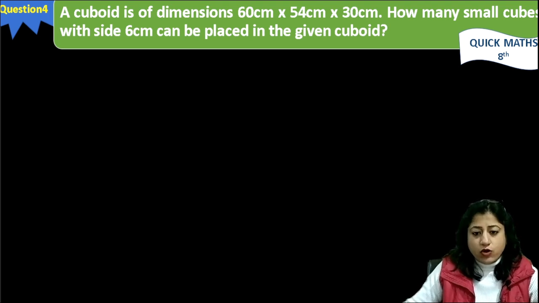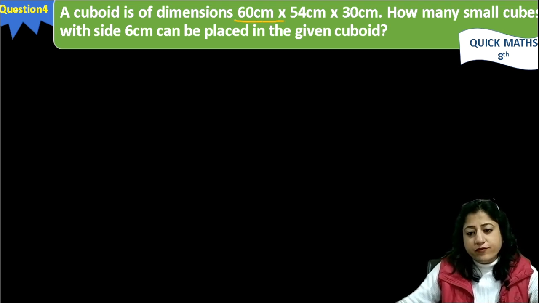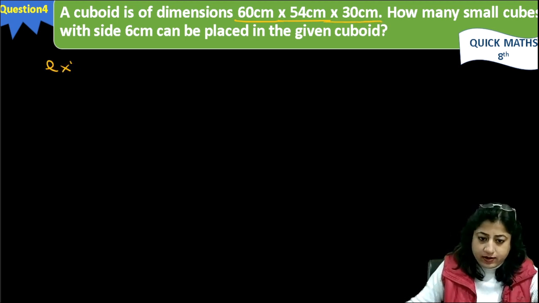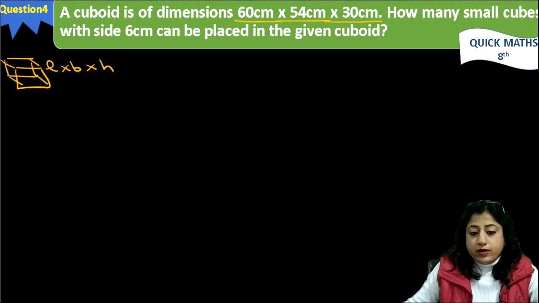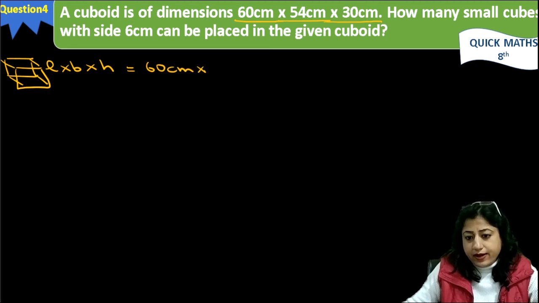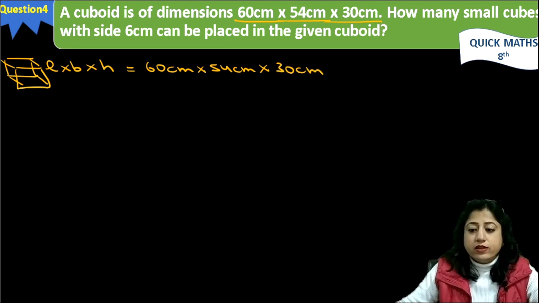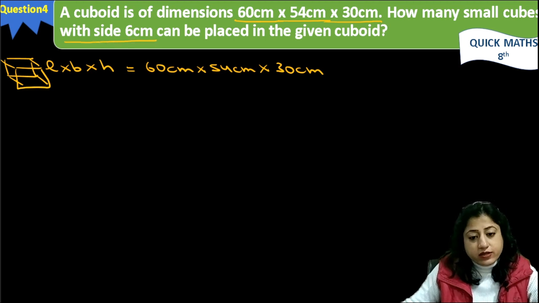A cuboid is of dimensions 60 centimeter, 54 centimeter and 30 centimeter. So it is L into B into H, and it is a cuboid. According to this, L is 60 centimeter, B is 54 centimeter and H is 30 centimeter. Now, how many small cubes with side 6 centimeter can be placed in the given cuboid?